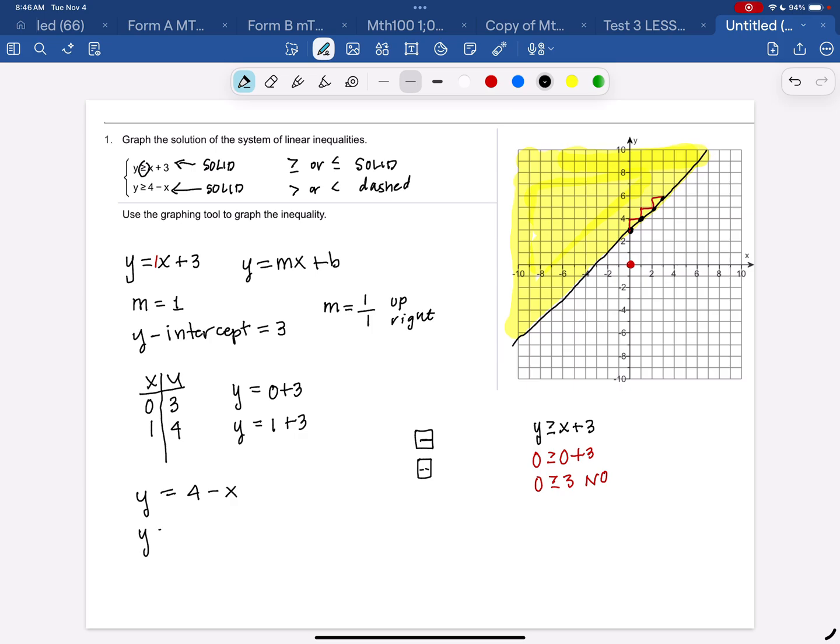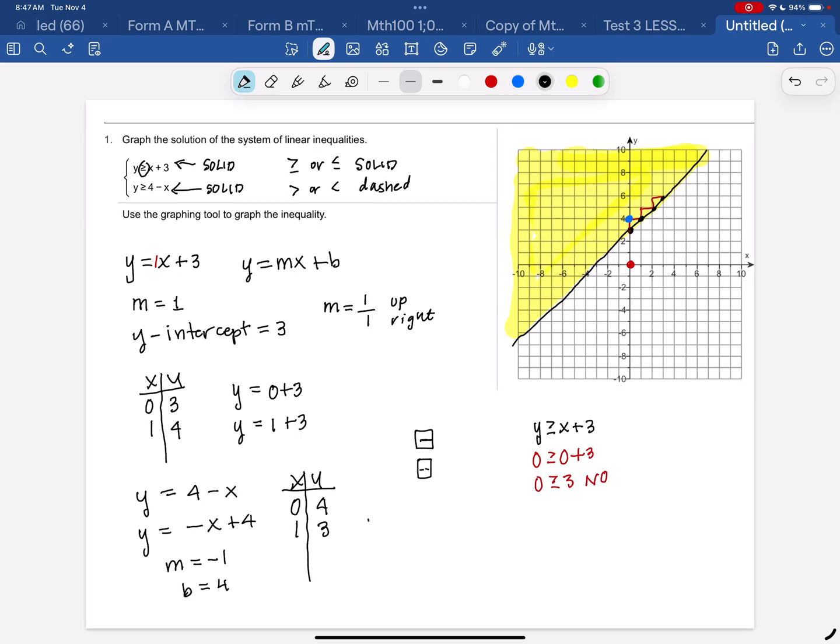Now I'm going to rewrite this as negative x plus 4, because that allows me to put it in the y equals mx plus b form. My slope is a negative 1, my b is a 4. And again, you can make a chart and pick a couple of values for x. Let's see, 4 minus 0 is 4, 4 minus 1 is 3. So those are some points on the line. So you could do that. Or I could say my y-intercept is 4, and my slope is a negative 1.